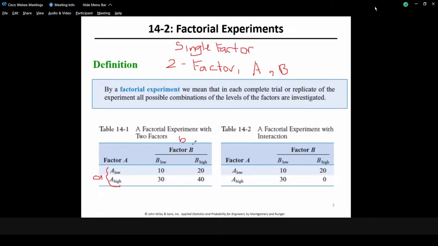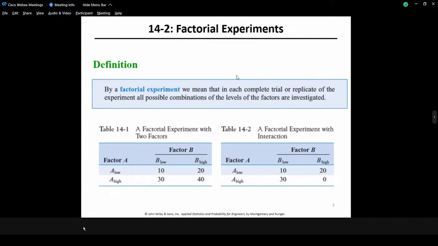On the data collection sheet, you must always write factor A on your left and factor B on top, because all the formulas will be based on this kind of data arrangement.